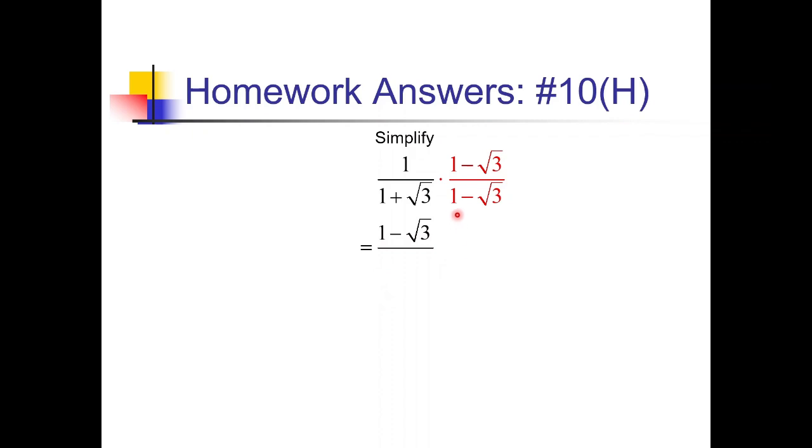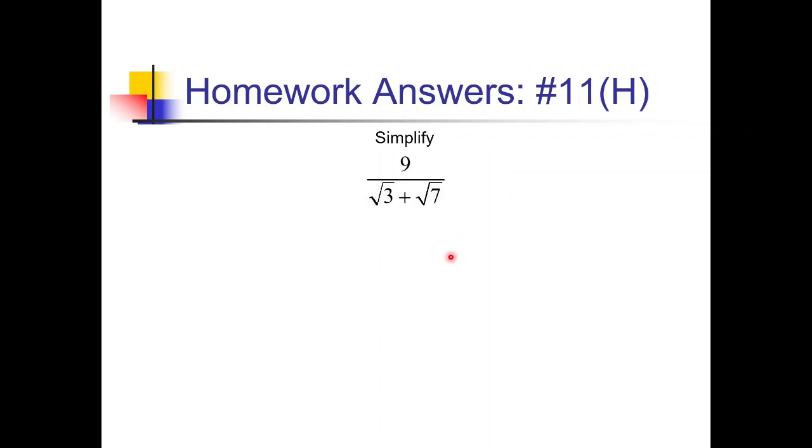Now the reason I did this is because in the denominator I can use my a squared minus b squared factoring, foiling sort of shortcut. So 1 squared is 1, the square root of 3 squared is 3, and then I have a minus between those. So then just doing a little simplifying down there, I can make this 1 minus radical 3 over negative 2.